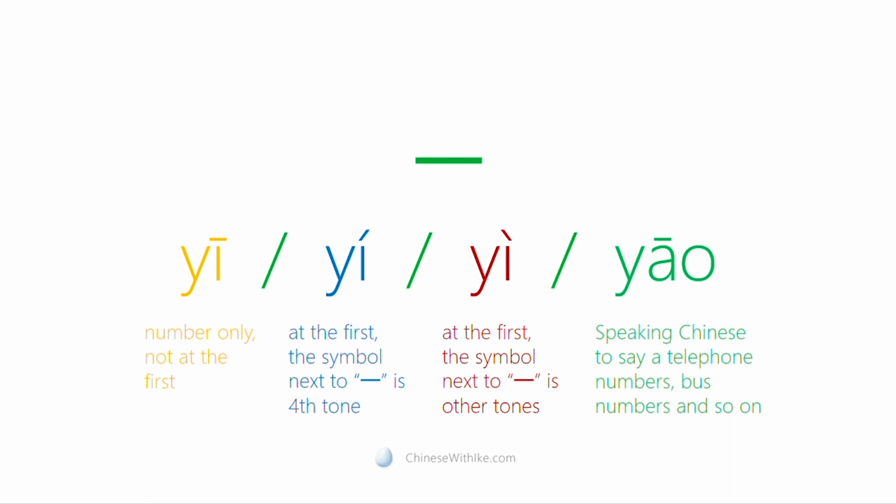Do you remember the pronunciation rule of 1? It has 4 pronunciations. The default is 1, which you say the number only, or if 1 is not at the first position of the word. You say the second tone 1 if the next symbol is fourth tone. You say the fourth tone 1 if the next symbol is other tones. And you will find people say 1 when they say telephone numbers, bus numbers, ticket numbers, and so on. Let's practice.